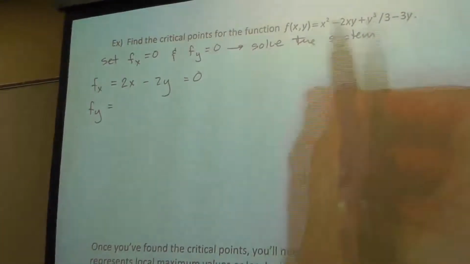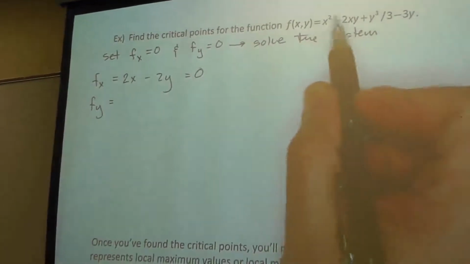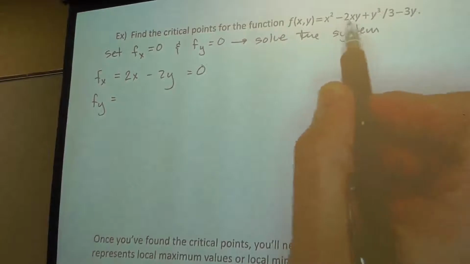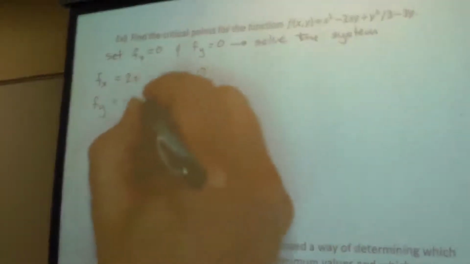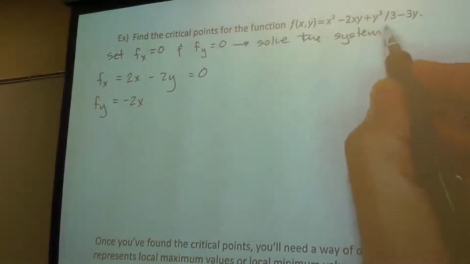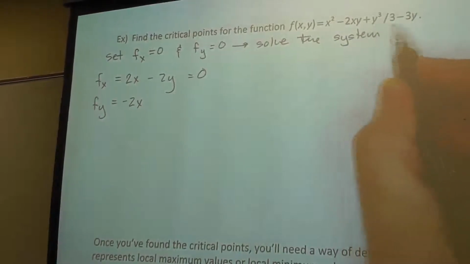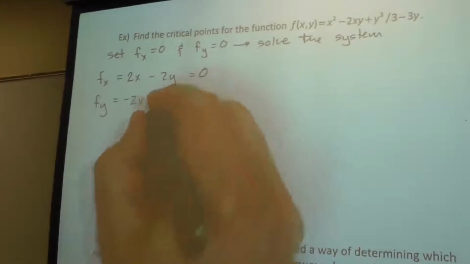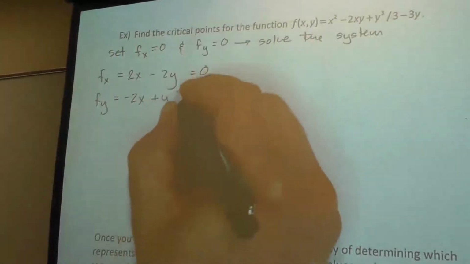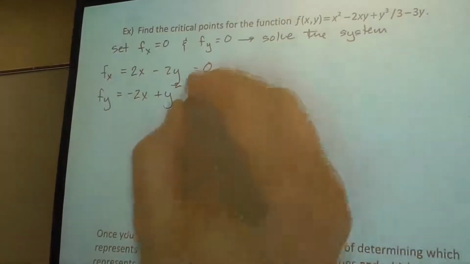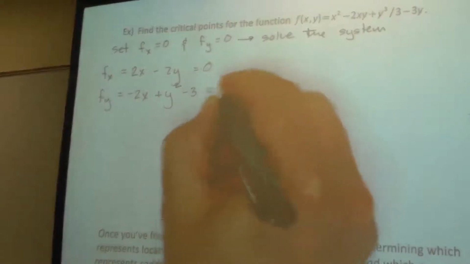So the partial of the original function with respect to y, the x squared wipes out, then you get a minus 2x, and then you get plus 3y squared over 3, so actually the power rule there will cancel the 1/3 out. That should become a plus y squared, and then finally minus 3, set it equal to 0.